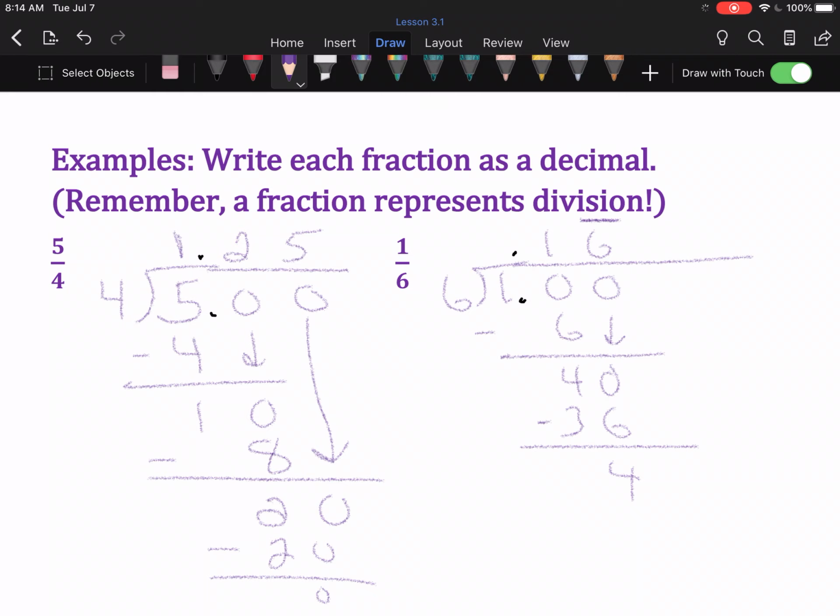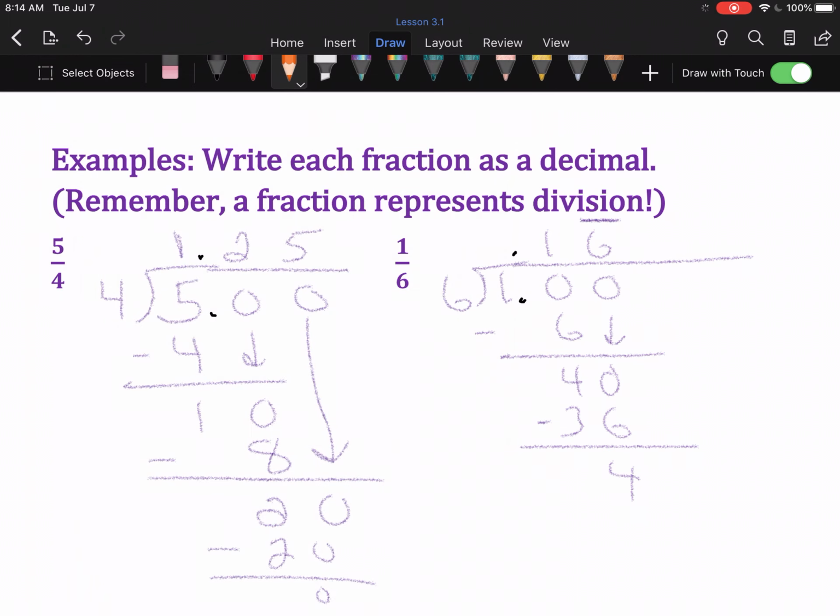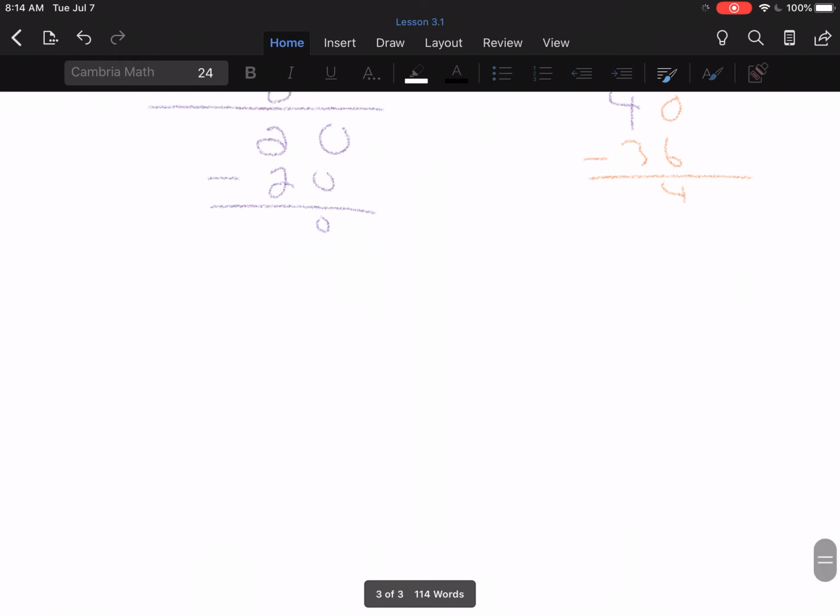Because if I keep doing this, I'm going to change colors here so you know I'm not actually doing this. But if I put another 0 and dropped it, 6 goes into 40 6 times, and that's 36, and I'm just going to keep doing that over and over for all eternity. I would rather not keep dividing 6 into 40 for all eternity, so I'm going to put the repeating bar above the 6 and walk away. This is 0.16 repeating.